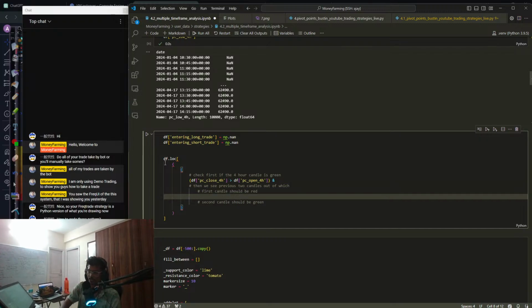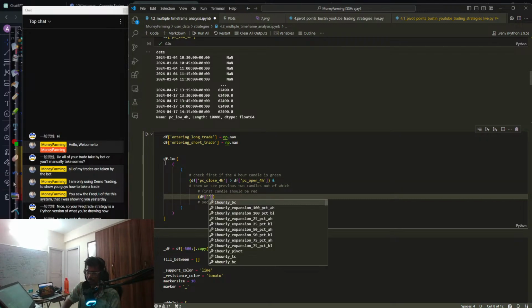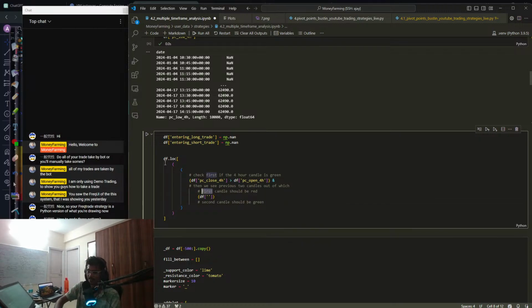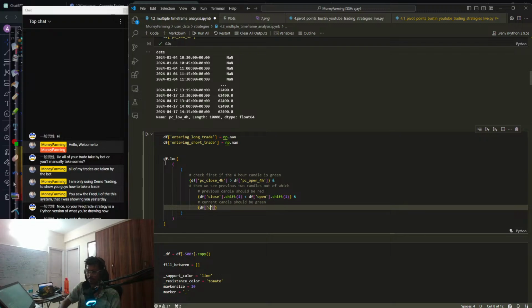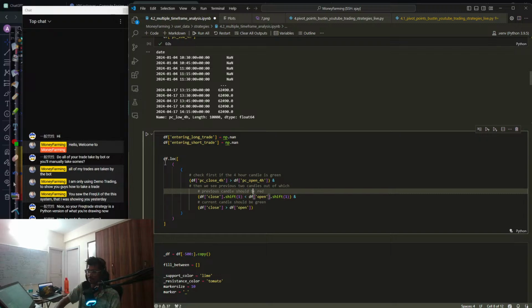The second condition is to see the first candle, meaning the previous candle, and the second candle meaning the current candle. So the close of previous should be less than the open of previous, and then df dot close of current is greater than open. So this is a green candle. Now do you have any question? Are you understanding this, or I can explain it a bit further if you want.